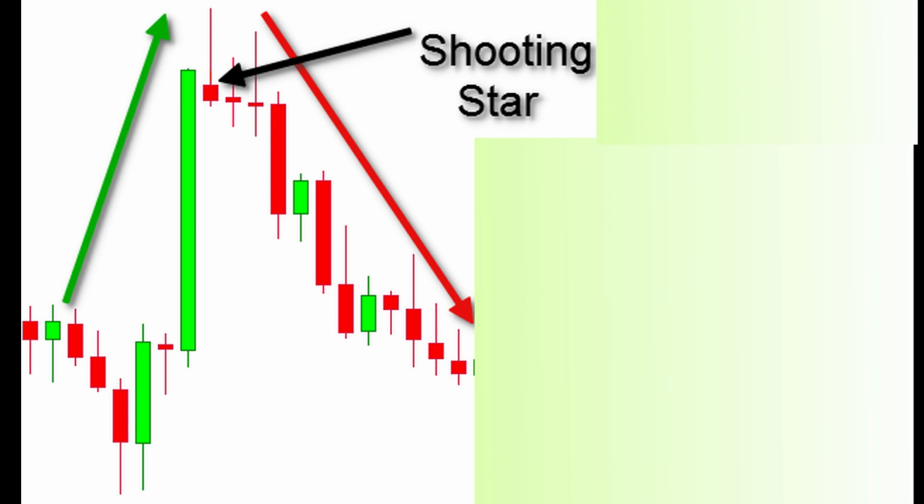It is also one of the particularly reliable bearish candlestick patterns that signals the end of an upturn. Once this occurs, it is highly advisable that a trader close any long positions or get ready to short the market.